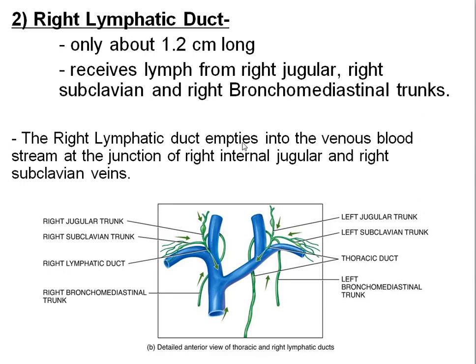The right lymphatic duct empties into the venous bloodstream at the junction of the right internal jugular and the right subclavian. So it's the same thing as our thoracic duct, but we're just on the right side because it's the right lymphatic duct.